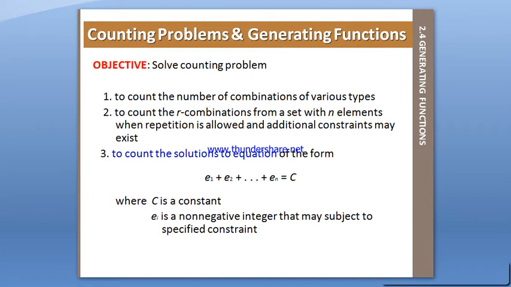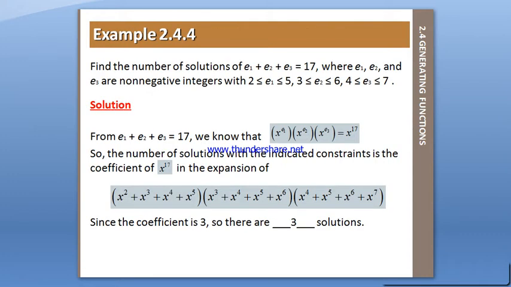One of the other cases where we use generating functions is to count the solutions of equations like e1 plus e2 and so on plus en equal to c, where c is a constant and each e is a non-negative integer that may be subject to specified constraints. In these three kinds of counting problems, generating functions give the solution very simply. Now let us see an example.